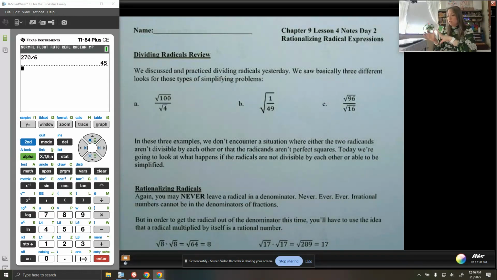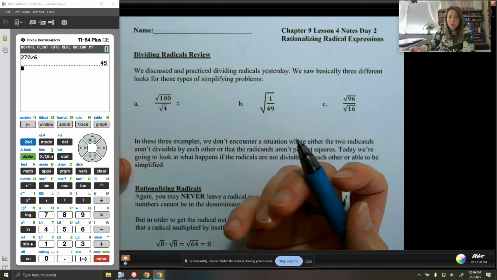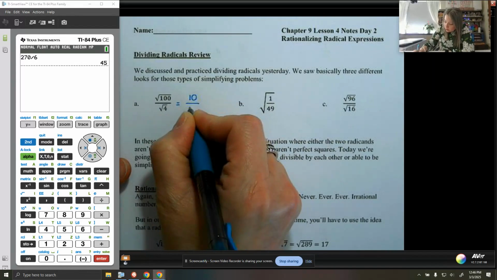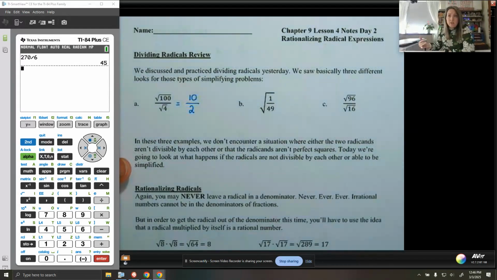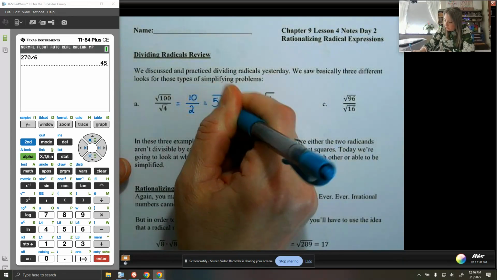Now, again, let's just talk about some of the things that we saw yesterday. If you have perfect squares in a fraction, well, take their square roots. So the square root of 100 is 10. The square root of 4 is 2. And can 10 evenly divide by 2? Absolutely. We get 5 as our final answer here.